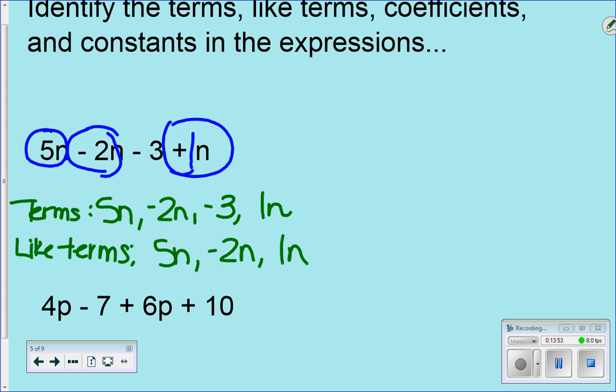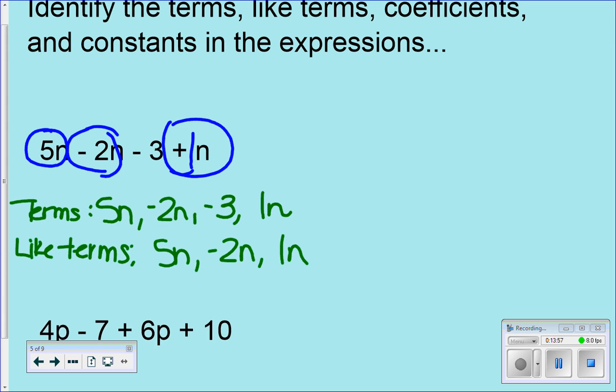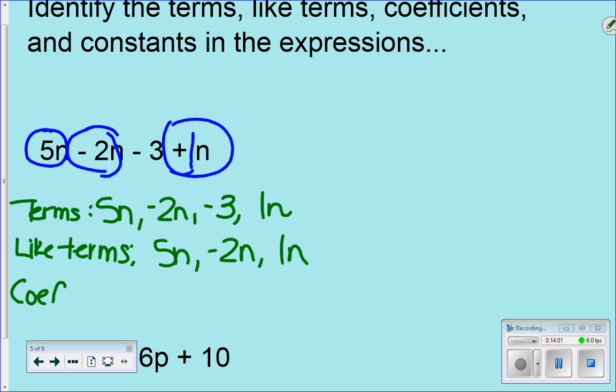And then let's see, coefficients, right? Do you know what my coefficients are up here? 5, negative 2, and 1. I have to take that sign with what's in front. And then what's the last part? Constants? Oh, that's easy. What's my only constant up here? Negative 3.